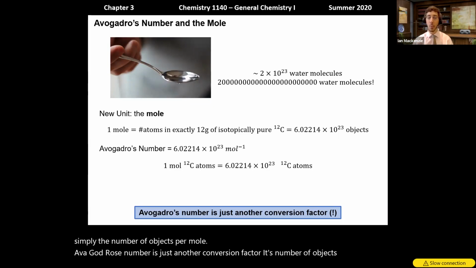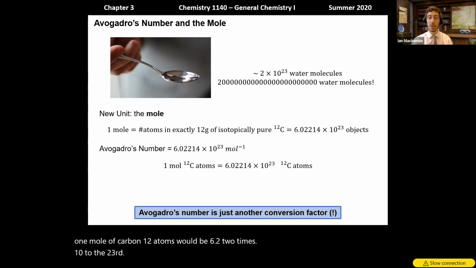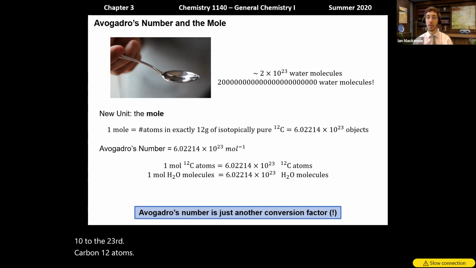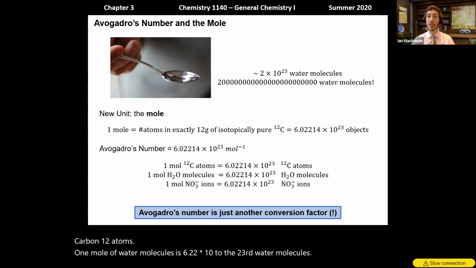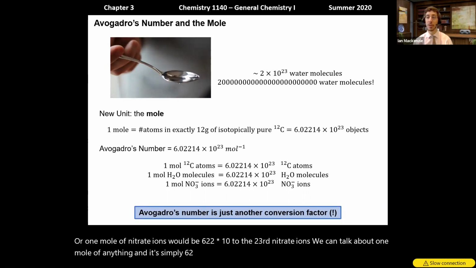And so 1 mole of carbon-12 atoms would be 6.022 times 10²³ carbon-12 atoms. 1 mole of water molecules is 6.022 times 10²³ water molecules. Or 1 mole of nitrate ions would be 6.022 times 10²³ nitrate ions. We can talk about 1 mole of anything, and it's simply 6.02214 times 10²³ of those objects.